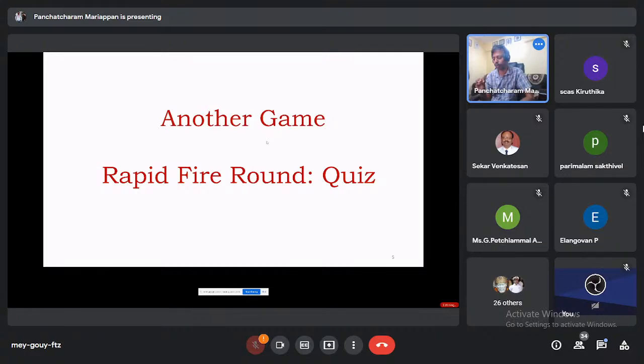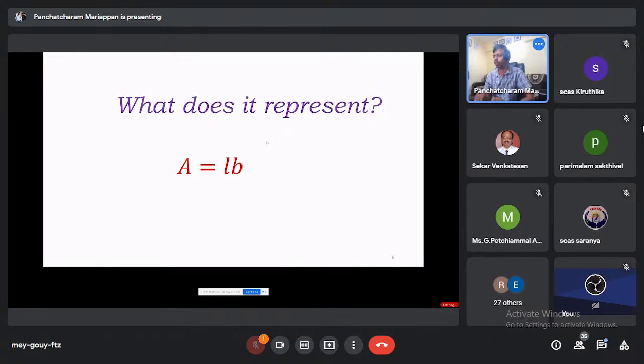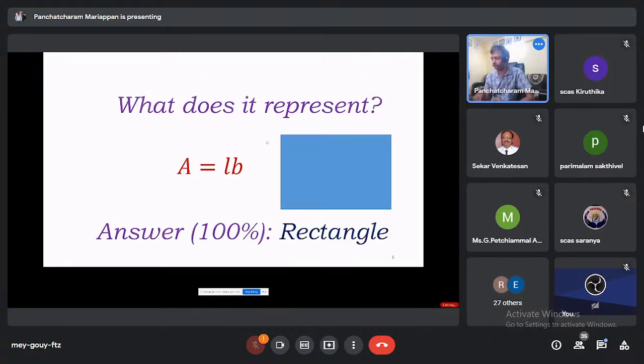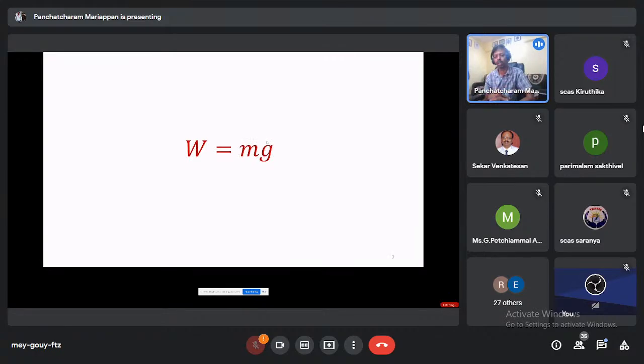This is area equal to length into breadth, sir. Okay, most people have said the same thing: area is equal to length into breadth. Almost 100% of the people said that. What about this one? Weight equal to mass into gravity. Yes, weight equal to mass times gravity. 90% of the people said that. Force equal to mass into acceleration. Yes, force equal to mass into acceleration, Newton's second law.